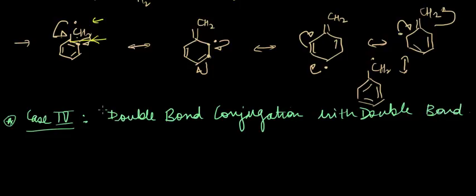Okay, so let's start with it. It's simply saying that electron density shifts to the more electronegative element. So you'll understand with the help of an example. So suppose we have a compound like this. So you know, O is the most electronegative element in this compound.